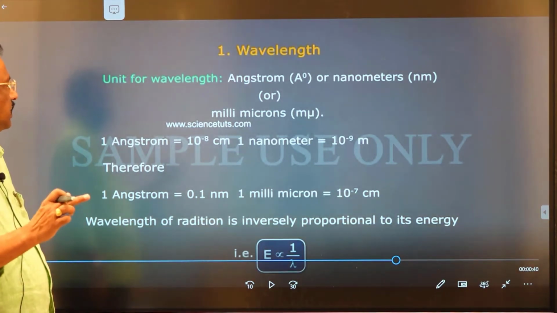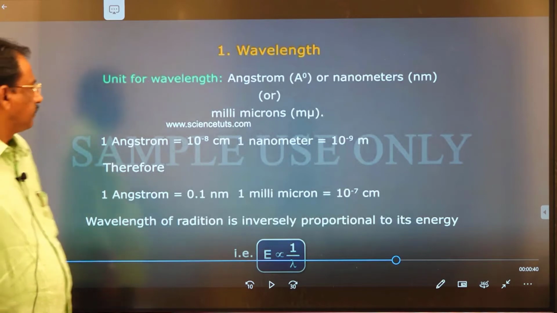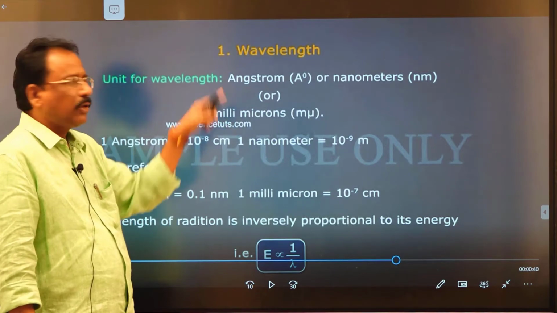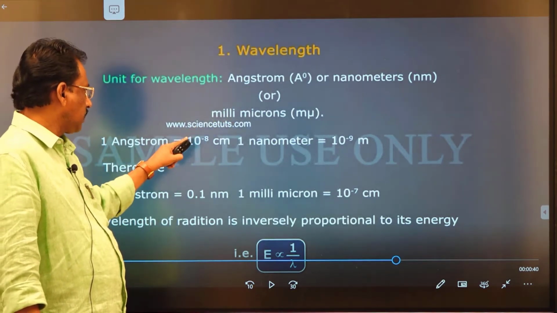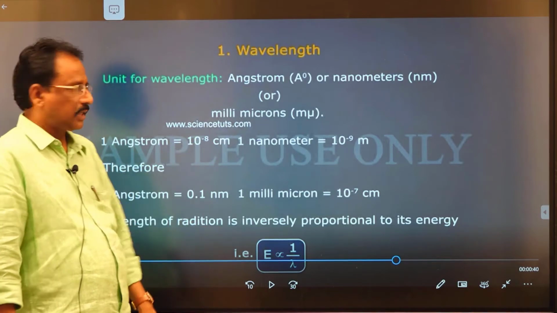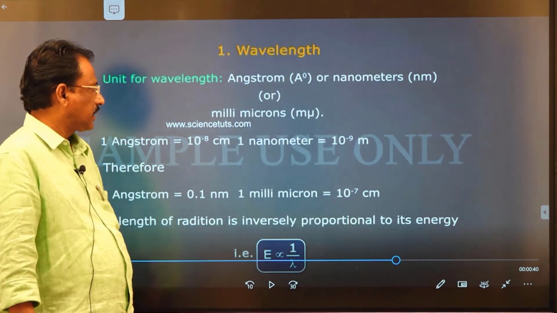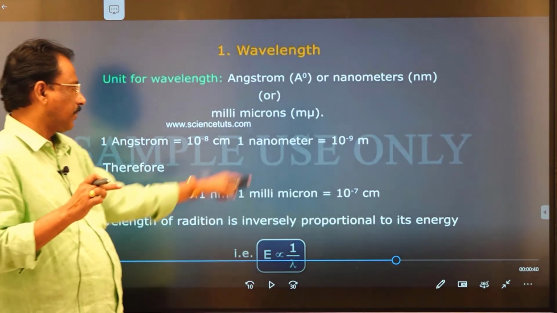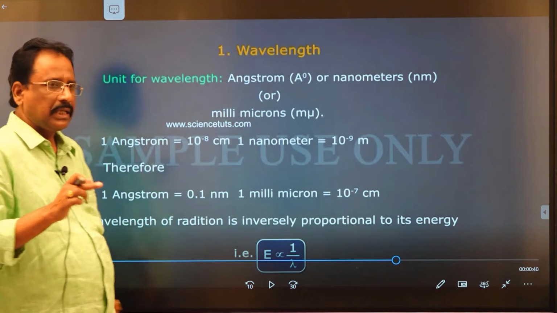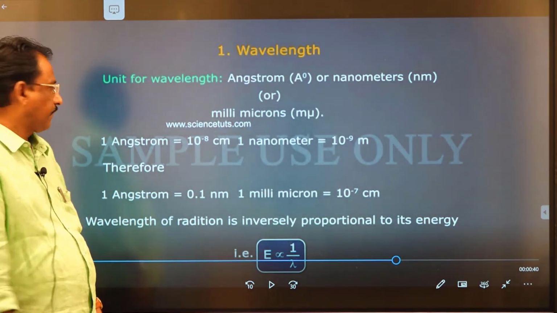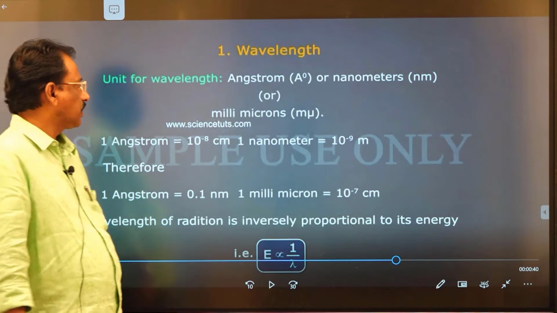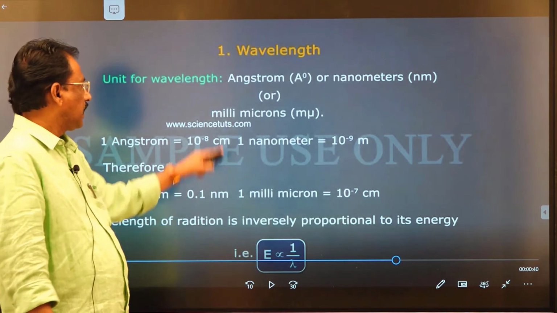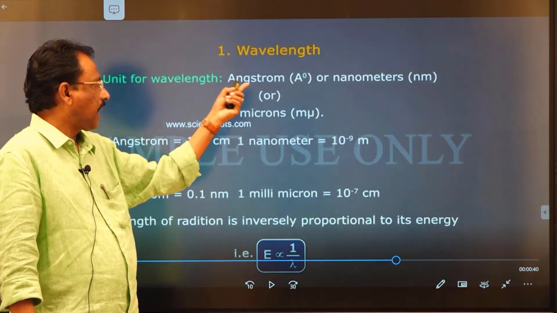And this is indicated in terms of angstrom unit or nanometers. 1 angstrom is equal to 10 power minus 8 centimeters. 1 nanometer is equal to 10 power minus 7 centimeters or 10 power minus 9 meters. 100 centimeter is equal to 1 meter. So generally the wavelength of any type of electromagnetic radiation is expressed in terms of either angstrom unit or nanometer.